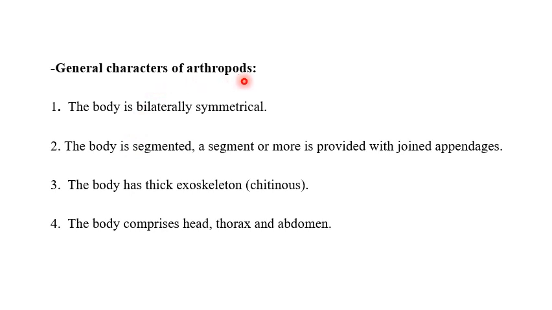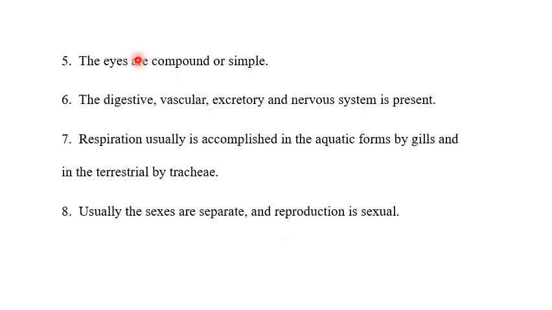General characters of arthropods. The body is bilaterally symmetrical. The body is segmented and provided with jointed appendages. The body has a thick chitinous exoskeleton. The body comprises head, thorax, and abdomen. The eyes are compound or simple. The digestive, vascular, excretory, and nervous systems are present. Respiration is usually accomplished in the aquatic forms by gills and in the terrestrial by trachea. Usually the sexes are separate and reproduction is sexual.